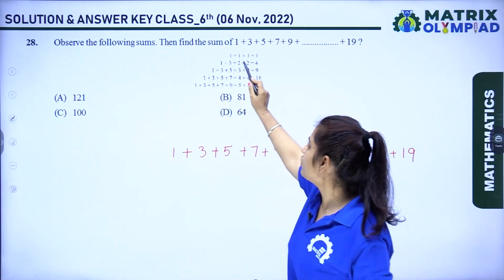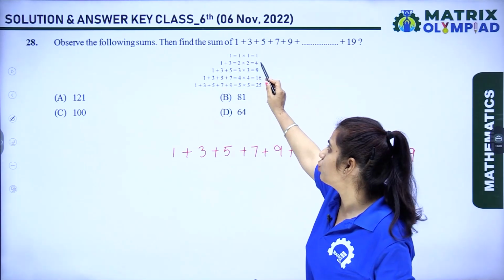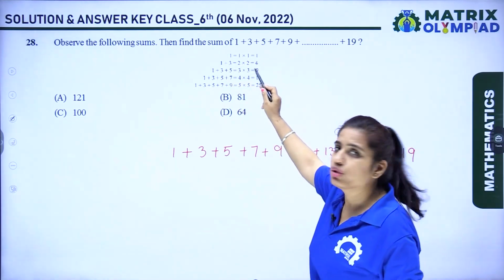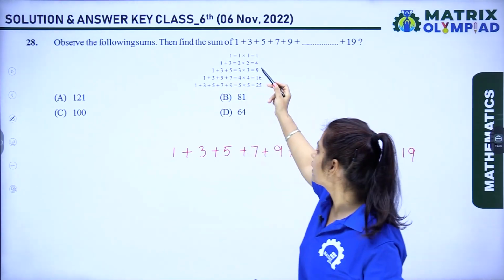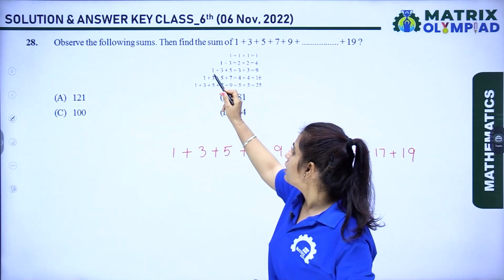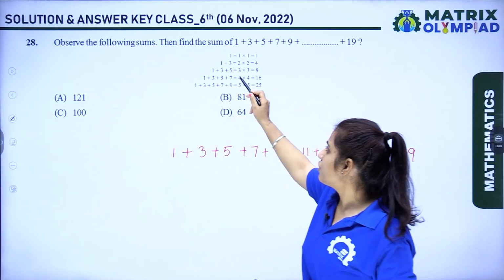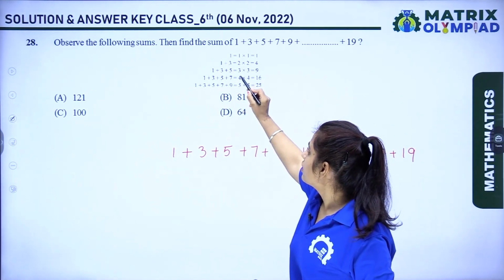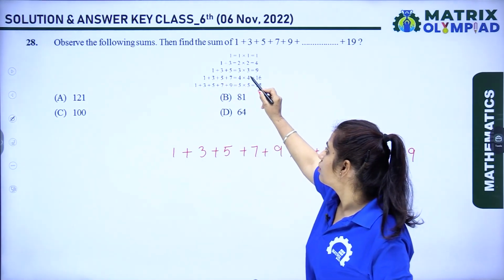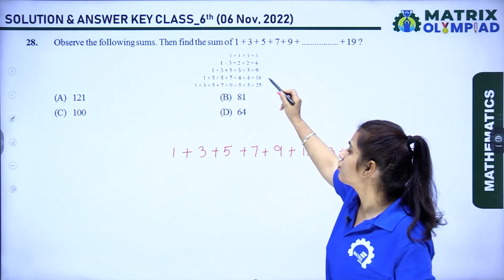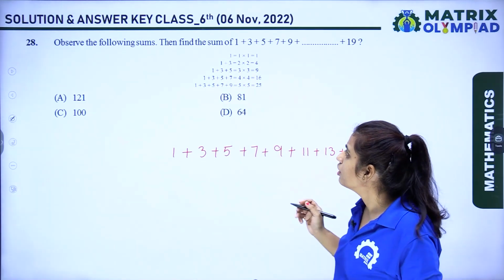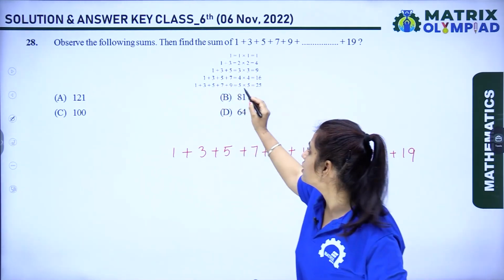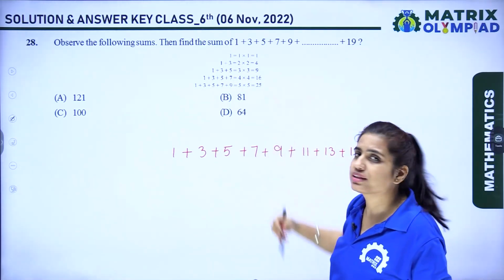Here 1 is equal to 1 multiplied by 1, that is equal to 1. Here 1 plus 3 is 2 multiplied by 2, means square of 2. So we get 4. Then 1 plus 3 plus 5, means sum of 3 odd numbers, is 3 multiplied by 3, means square of 3 is 9. Sum of 4 consecutive odd numbers is 4 multiplied by 4, that is 16.